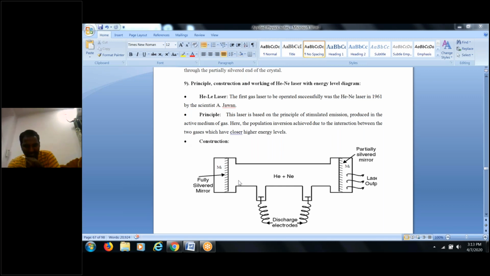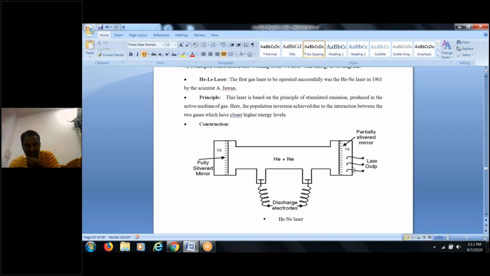And this is the experimental setup of the helium neon laser. This is the discharge tube, which is filled with helium and neon gases in the ratio 10:1. We have two windows, one here and another here. Within the windows, we have two mirrors: M1 on the left hand side and M2 on the right hand side. Both are concave mirrors coated with silver. At the bottom of the discharge tube, we have two electrodes.